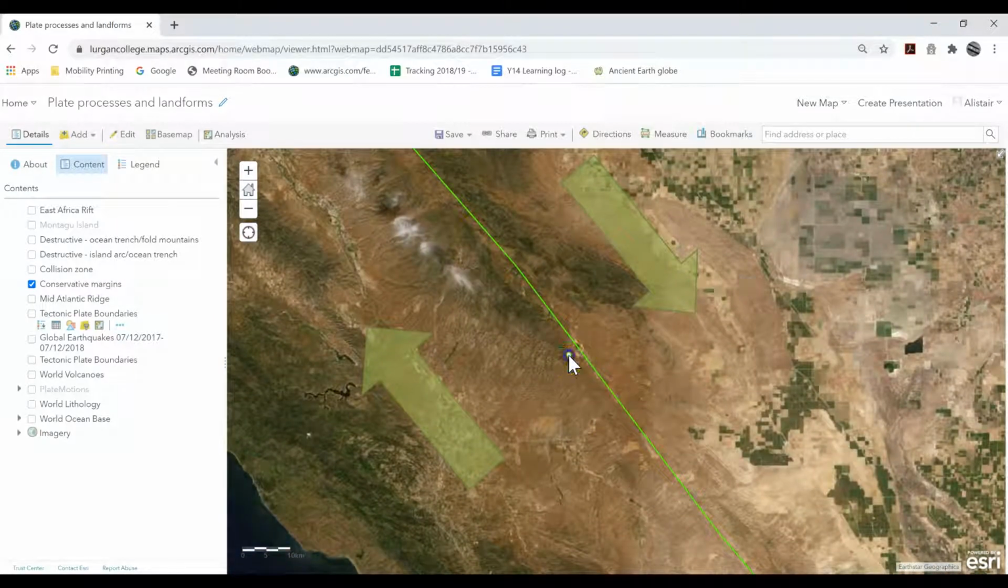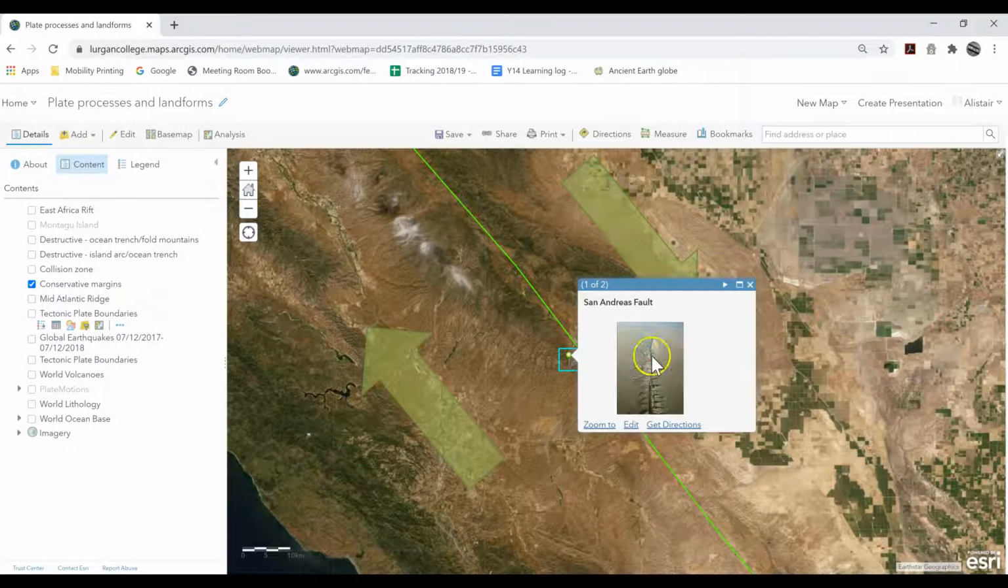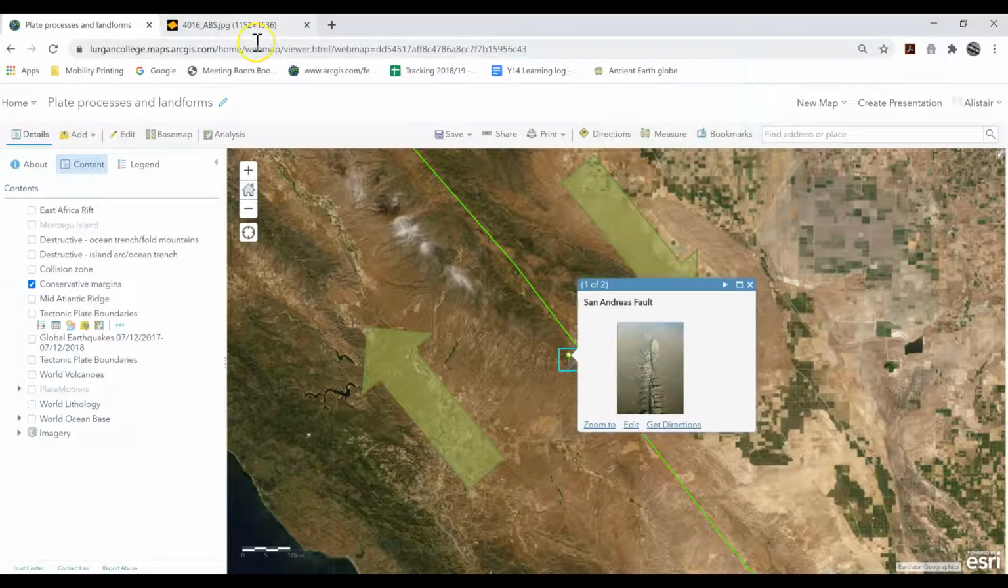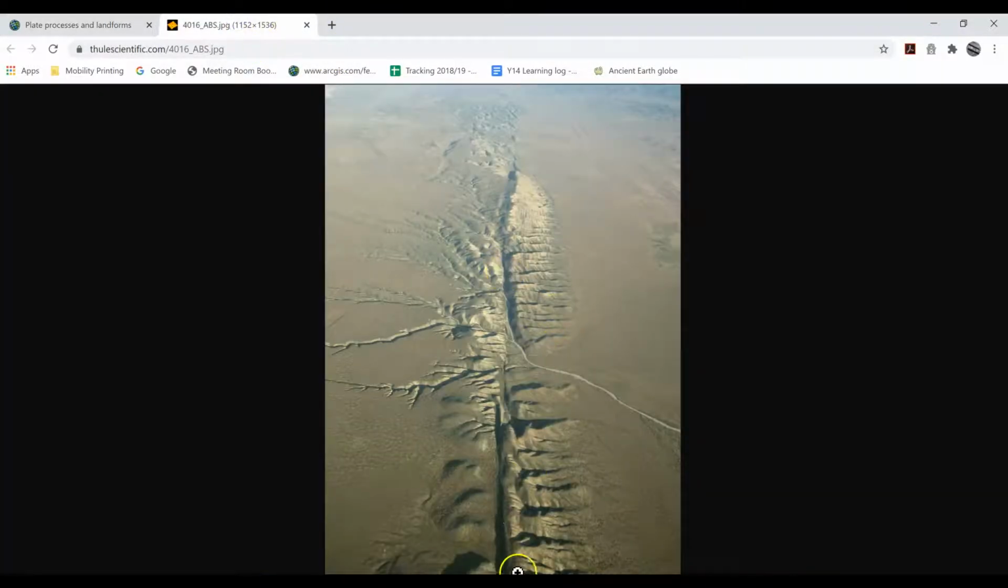Now the plates there are moving in opposite directions, so there we get that movement that we saw in the ocean. And let's have a look at what this looks like in the landscape. We'll open this in a new tab. Here we go, and there it is. The scar running across the landscape where one of the plates is moving in one direction and the other is moving in the other direction.